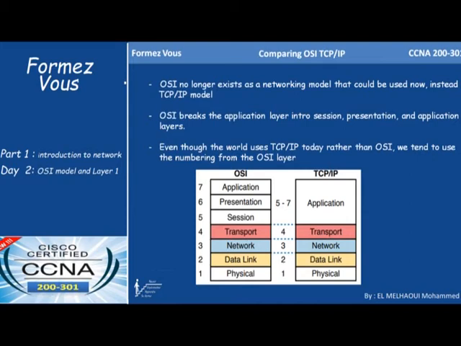OSI breaks the application layer into session, presentation, and application layers. This picture compares the 7-layer OSI model with both the 4-layer and 5-layer TCP/IP models. Even though the world uses TCP/IP today rather than OSI, we tend to use the numbering from the OSI layers. For instance, when referring to an application layer protocol in a TCP/IP network, the world still refers to the protocol as a Layer 7 protocol.